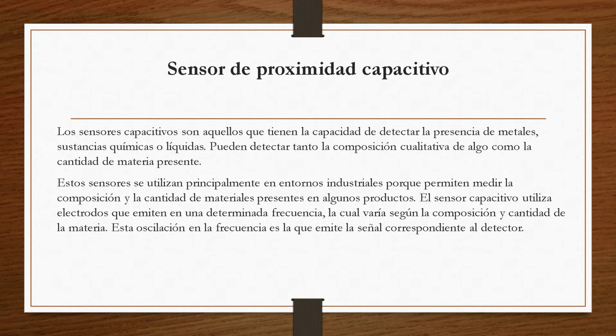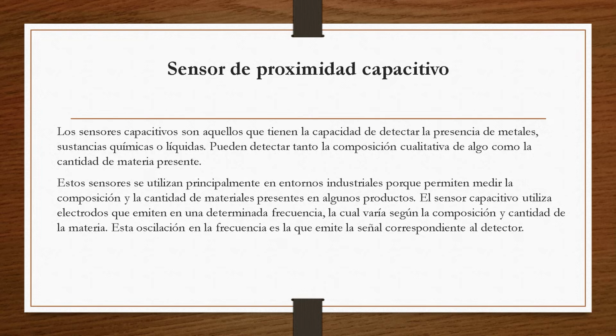Capacitive proximity sensor. Capacitive sensors are those that have the ability to detect the presence of metal, chemical substances, or liquids. They can detect both the qualitative composition of something and the amount of metal present. These sensors are mainly used in industrial environments because they allow the composition and quality of metals present in some products to be measured.